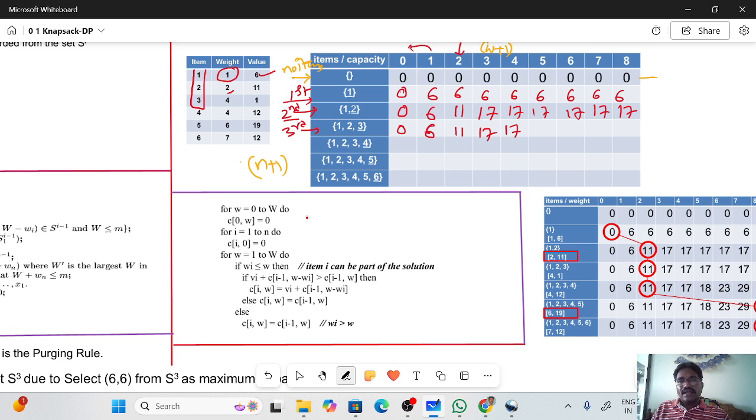Then go for the next possibility. What is our knapsack capacity? 5. It allows item 1 only, or item 1 and 2, or item 1 and 3. What is item 1 profit? 6. What is item 2 profit? 11. What is item 1 and 2 profit? 17. What is item 1 and 3 profit? 6 plus 1, 7. Which is the maximum? 17 only. So I am going to consider the 17.